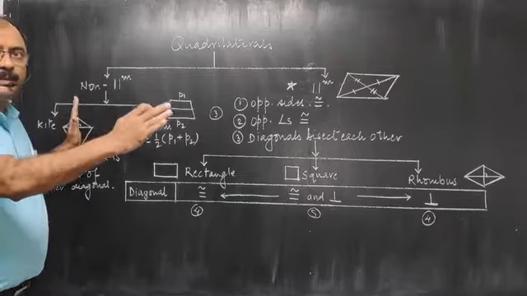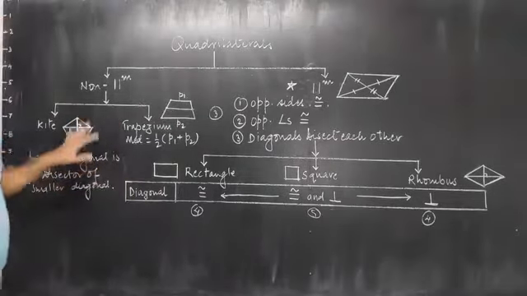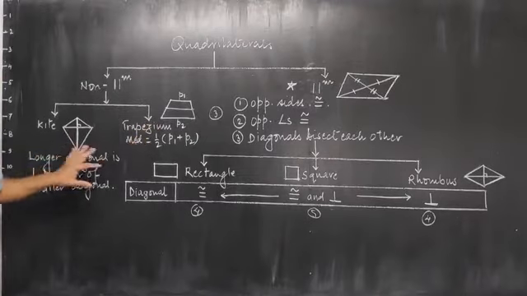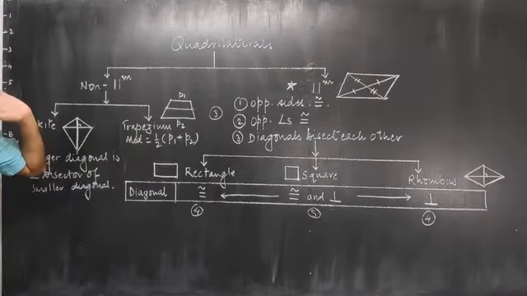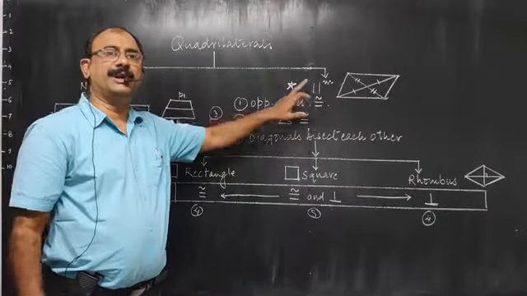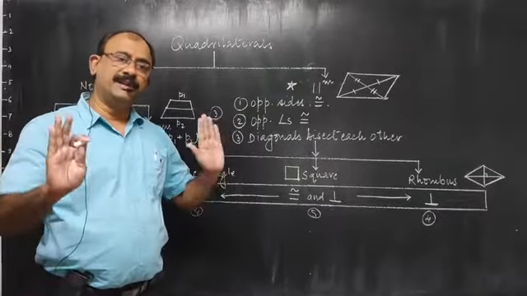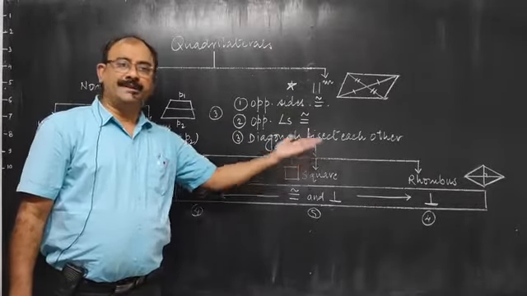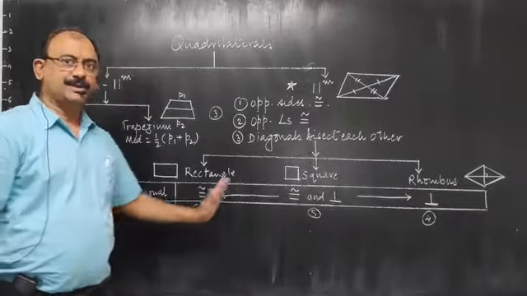Quadrilaterals are divided into parallelograms and non-parallelograms. Non-parallelograms are of two types, kite and trapezium. Properties of kite and properties of trapezium we have discussed. More important are parallelograms, because you are going to discuss most of the things related to parallelograms only. These are the three properties. They are further divided into rectangle, square and rhombus.